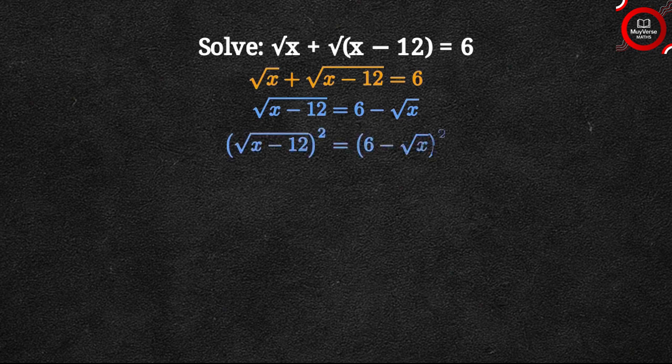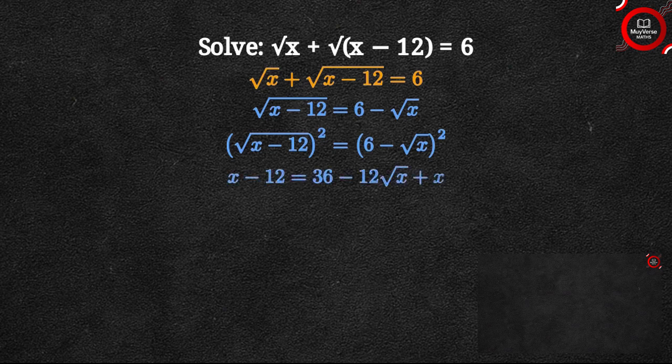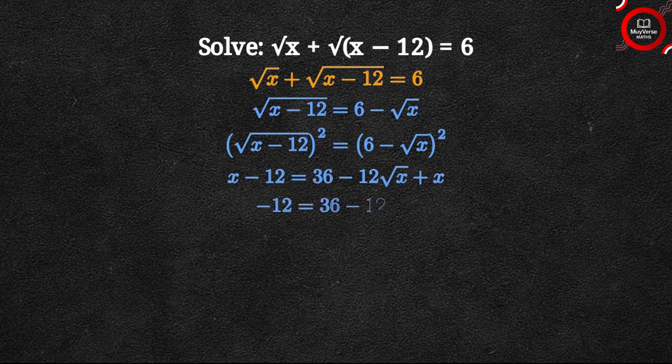Now, expand the right side using FOIL. This gives x minus 12 equals 36 minus 12 square root of x plus x. Step 3. Simplify. Subtract x from both sides, then move 36 to the left. Step 4. Divide both sides by negative 12 to isolate the square root. Step 5. Square both sides again. 4 squared equals x, so x equals 16.